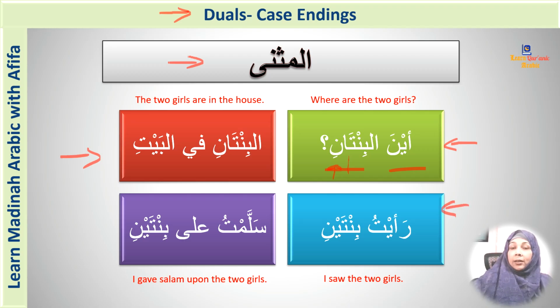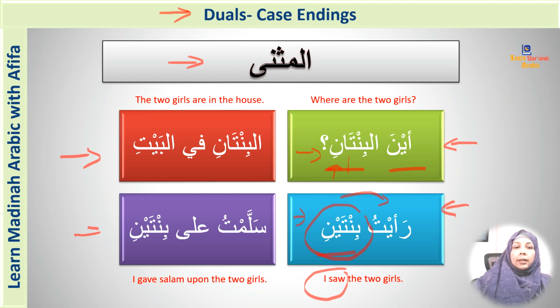So let's look at another example. Ra'aytu bintaini. So here ra'aytu is a verb. It means I saw. So I saw what? I saw bintaini. I saw two girls. So here bintaini is object of the verb, right? Which is why it's in the mansub case, which is why it is bintaini. Now the ending has changed to a ya and a noon. Before it was alif and noon, and now it is ya and noon.